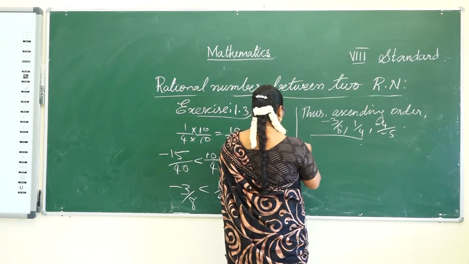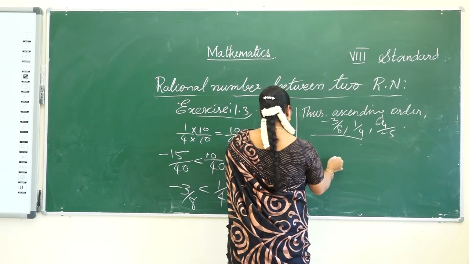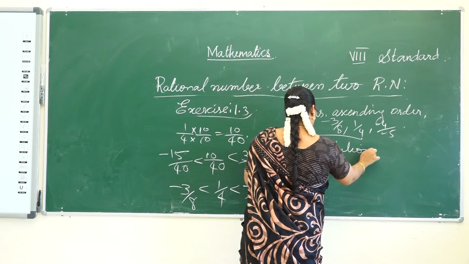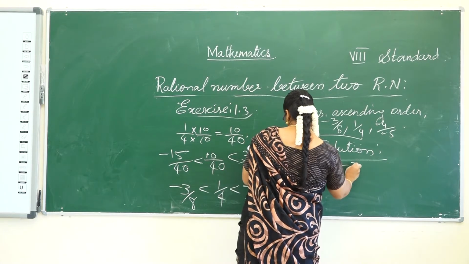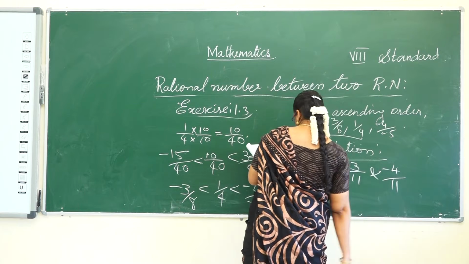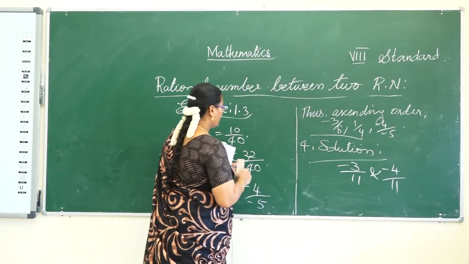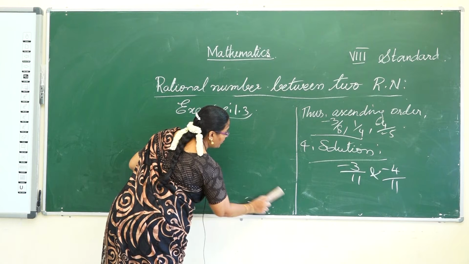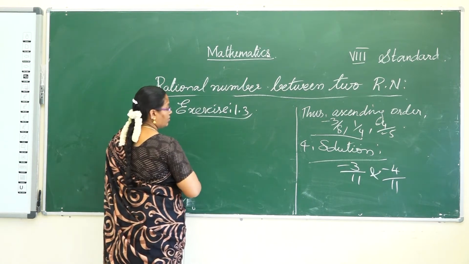Fourth one, find the 7 rational numbers between minus 3 by 11 and minus 4 by 11. I already told you the second method we have followed in this place. We can easily find out the rational numbers between these two numbers.